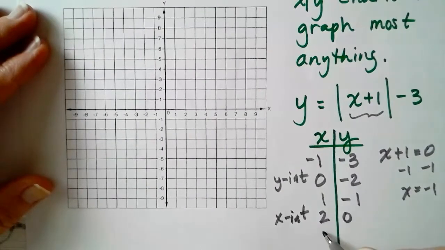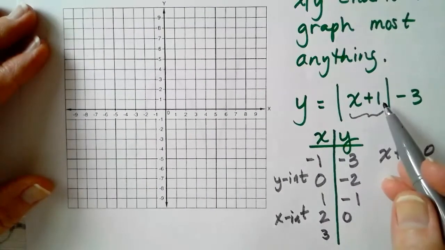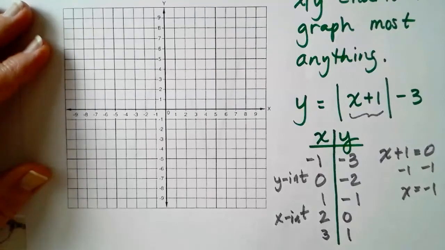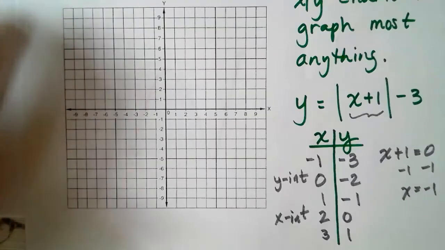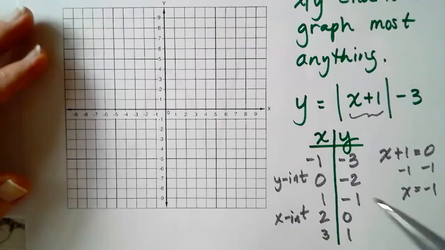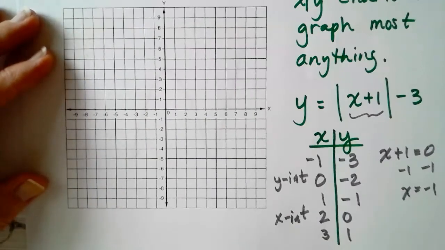And let's go one more. 3. 3 plus 1 is 4. The absolute value of 4 is 4. 4 minus 3 is 1. 1, 2, 3, 4, 5. We've got 5 points here. And you should know from Algebra 2 that an absolute value function is going to have an axis of symmetry. And I think we'll be able to see it happening. If not, we can plot more points.